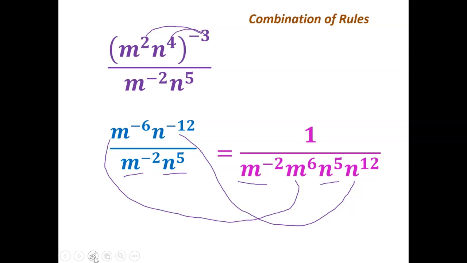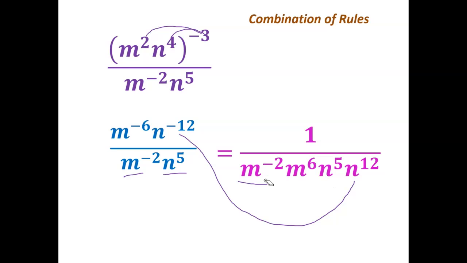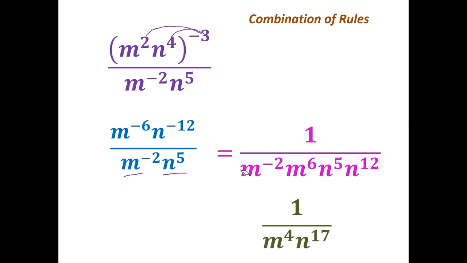Okay, let me get the eraser here so you can see clearly my next line, what I did. So now I'm just going to use the product rule, and that will give me m to the power negative 2, m to the power 6, which will give me m to the power 4, negative 2 plus 6, and n to the power 5, and n to the power 12. That will give me n to the power 17 because I added 5 and 12.